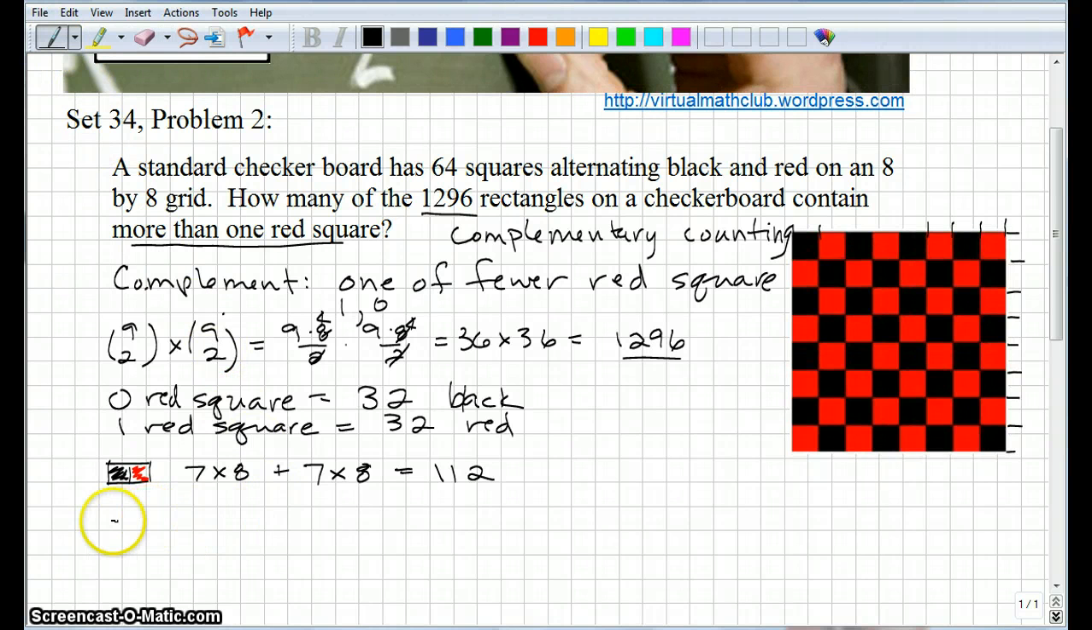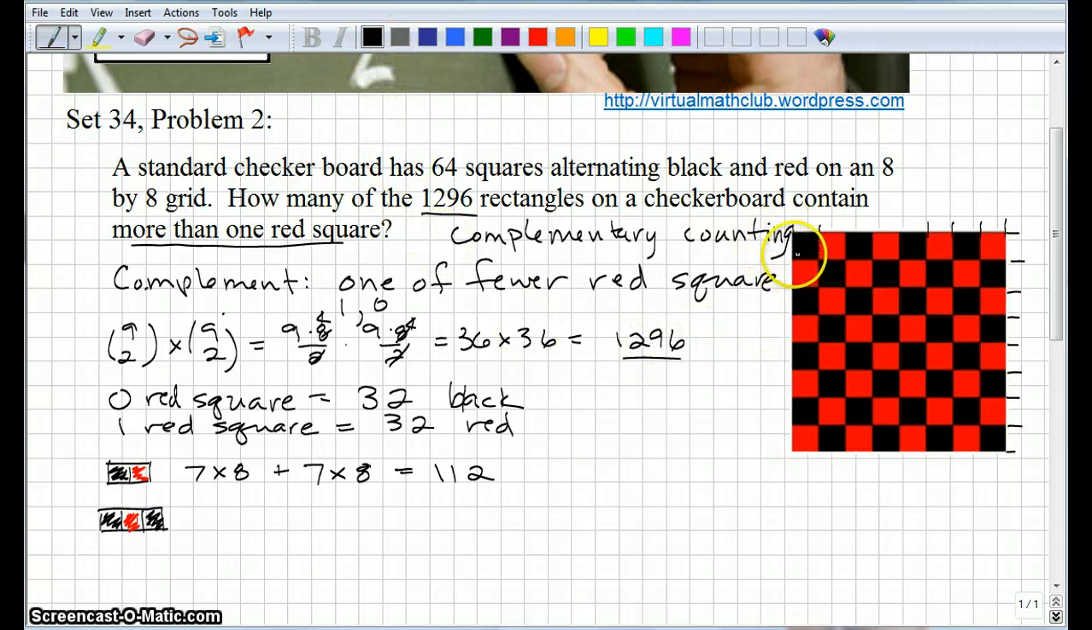So we can look at 3 by 1 rectangles that have 2 black squares. So let's color a couple of these black, and another one black, and a red in the middle. Okay, that'll be another type of rectangle that we can look at that only has one red square. So let's figure that one out.